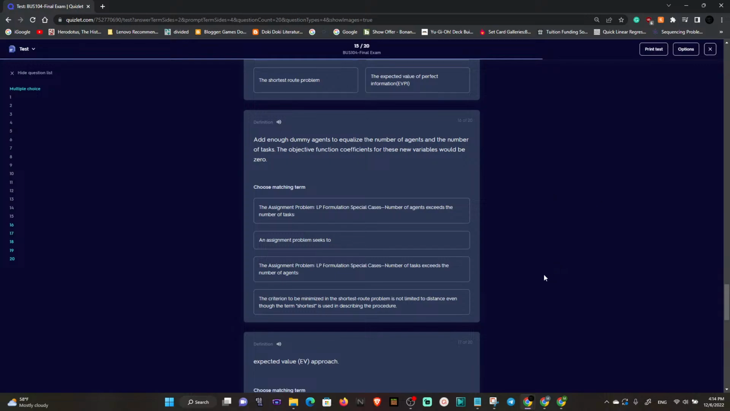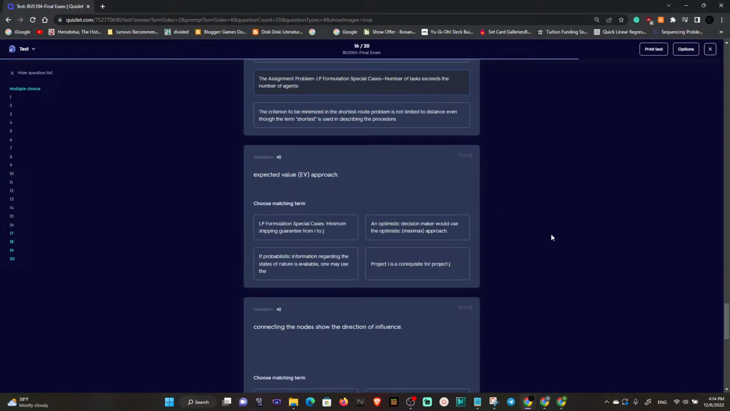Which one? Number of tasks. Oh yeah, number of tasks exceeds the number of agents. C. The expected value approach. If probabilistic information regarding the states of nature is available, one may use the expected value approach.